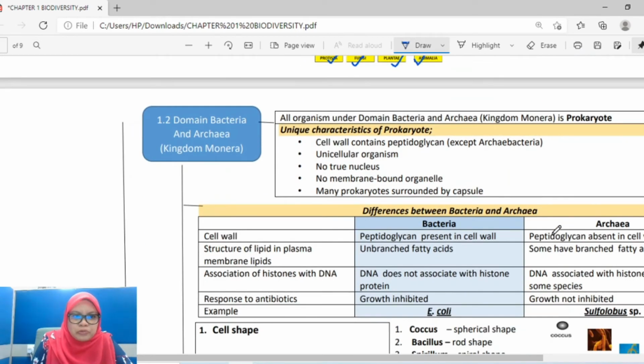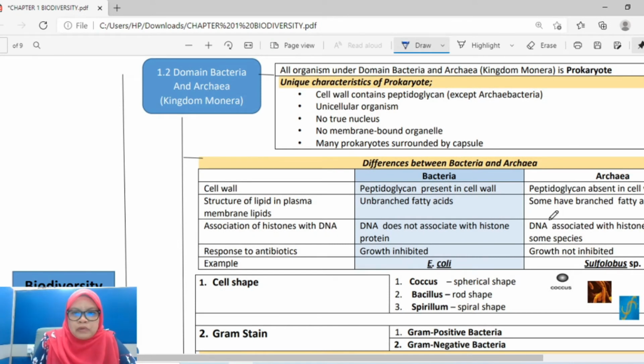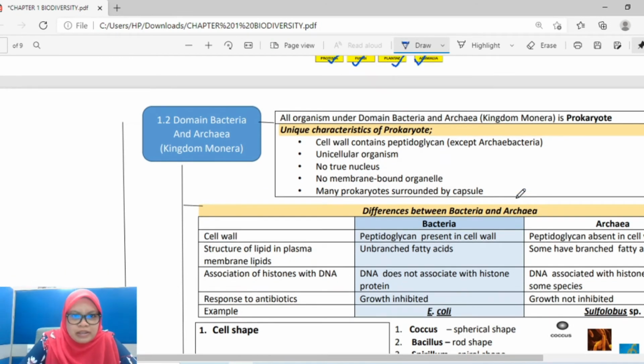For subtopic 1.2, we're going to focus on domain Bacteria and domain Archaea. So in terms of the 3 domain classification, domain Archaea and domain Bacteria are actually different domains. But when we talk about the 5 kingdom system, both the bacteria and the archaea belong under kingdom Monera. So the basic thing about kingdom Monera, the archaea and bacteria, is that they are prokaryotes. So please remember at least 5 unique characteristics of prokaryotes.